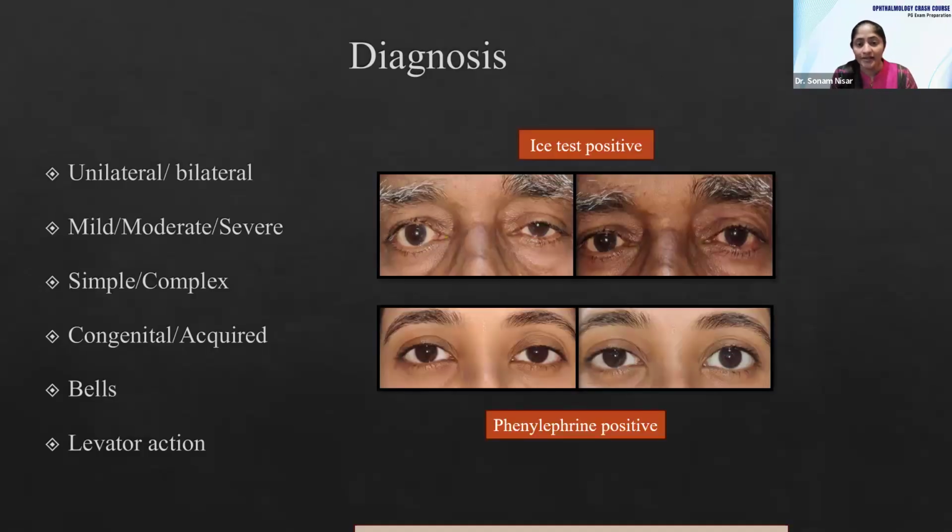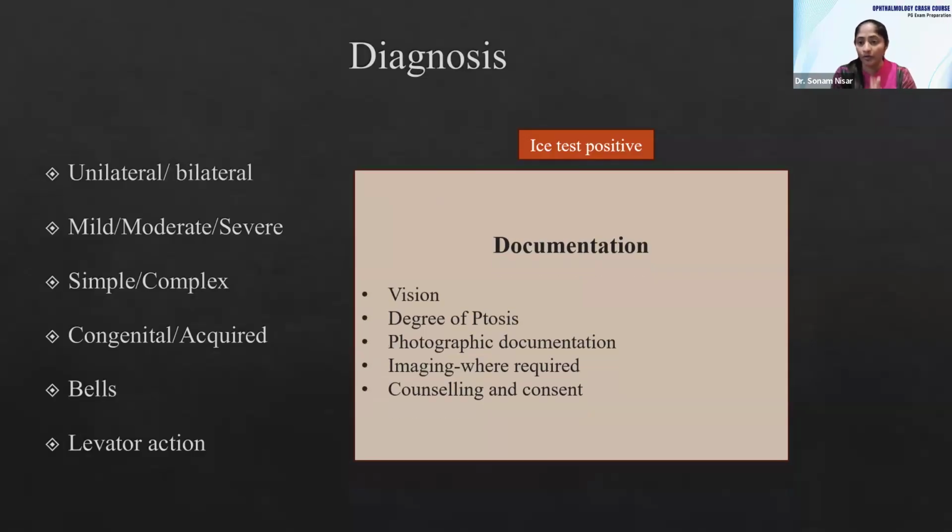So now the tests and all have been beautifully covered. What would be the documentation that we'd like to do pre-operatively for these patients besides the clinical evaluation? Of course, vision, mandatory in all cases. We are first ophthalmologists. Like I mentioned, degree of ptosis. Very, very important. Photographic documentation as well.